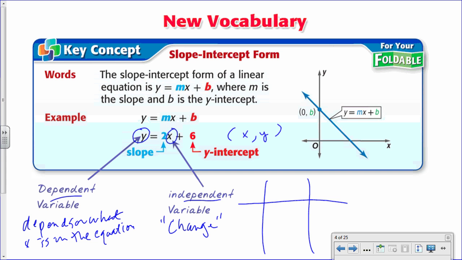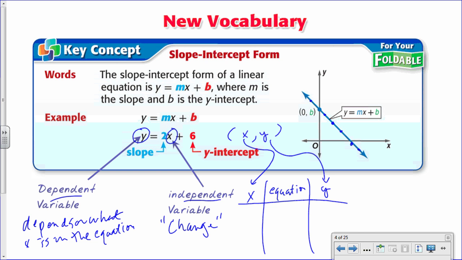What goes in the left-hand column? X. What goes here? Y. Well, that's where those come from, right? You see what I'm getting at? Those make points all along this line that I can connect to make a line. So now what goes in the middle part? The equation, good.